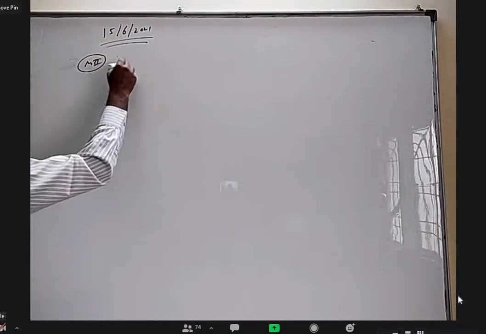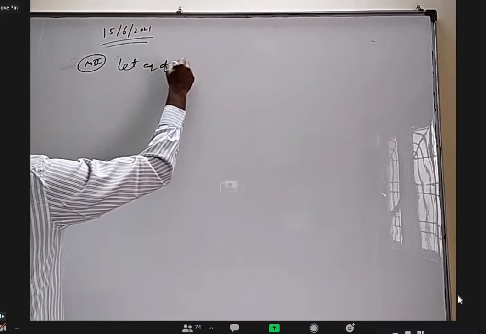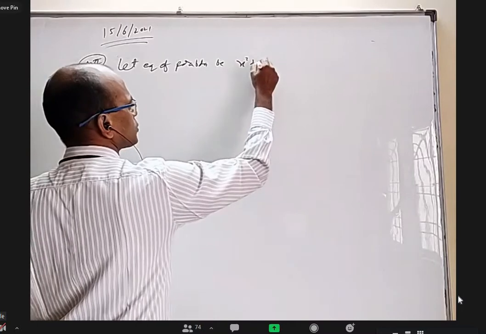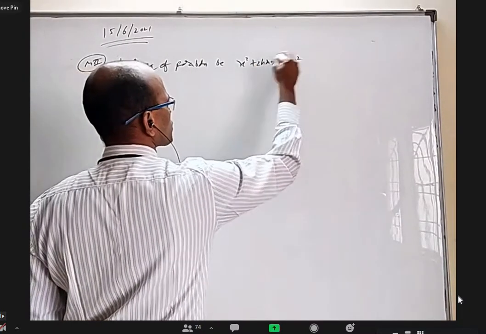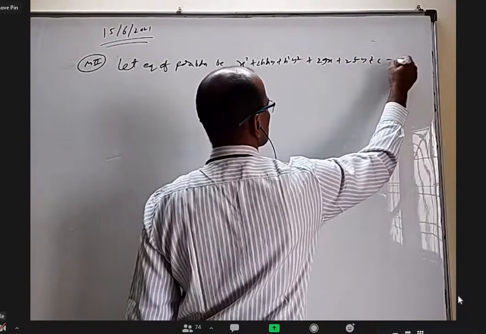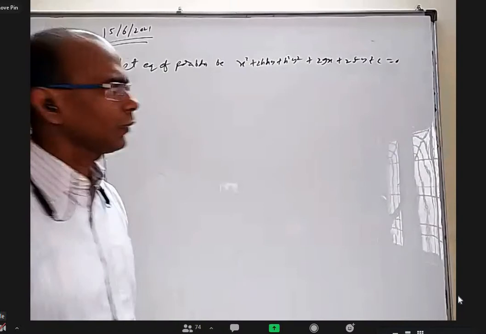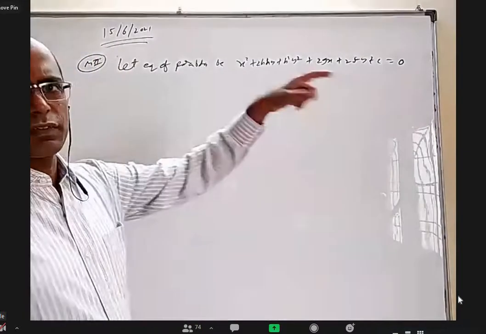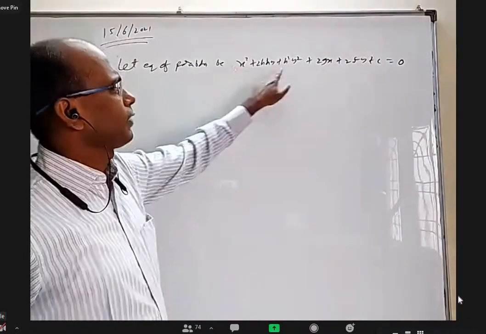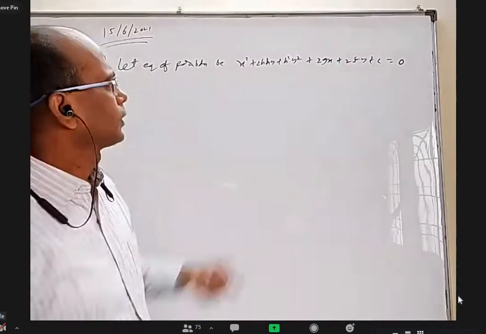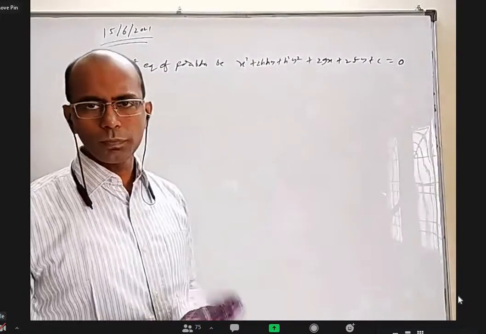Okay, method 2. Let the equation of the parabola be x square plus 2hxy plus h square y square plus 2gx plus 2fy plus c equal to 0. We know for any parabola h square should be equal to ab, and I can divide everything by a. So I have not taken a. Why did I take h square here? Because I know h square should be equal to ab, so in the place of b, I took h square. So I took this as a perfect square. Is it okay?